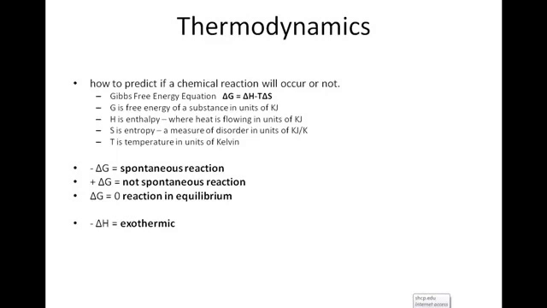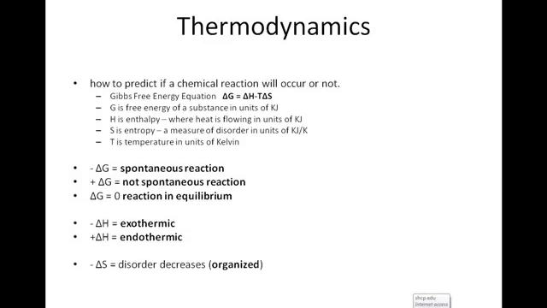A negative delta H, you learned from yesterday's lesson, means that you are dealing with heat that's flowing out of the reaction or away from the reaction, and we call that exothermic. And a positive delta H, or a positive enthalpy, means that the energy is flowing into the reaction, which means it's endothermic.